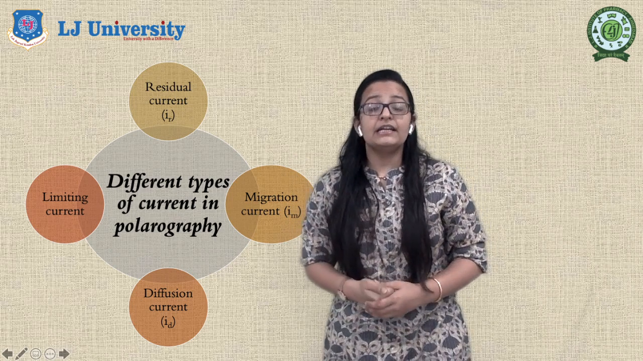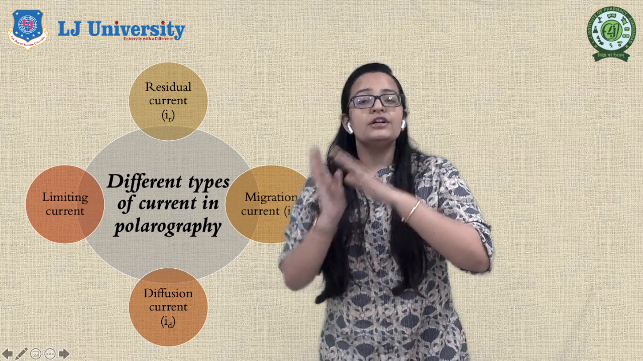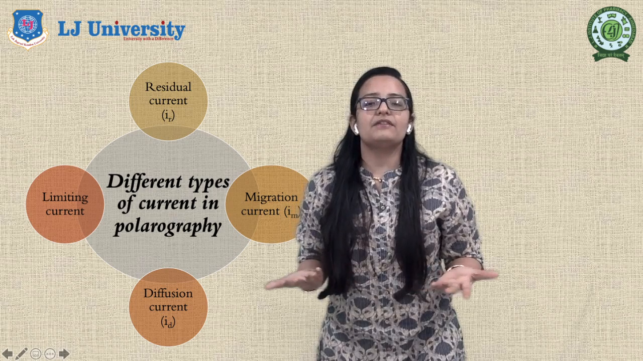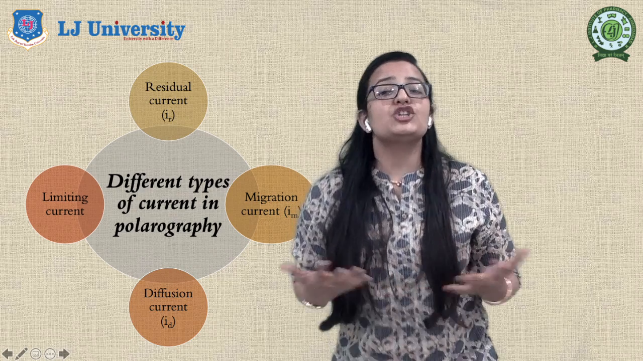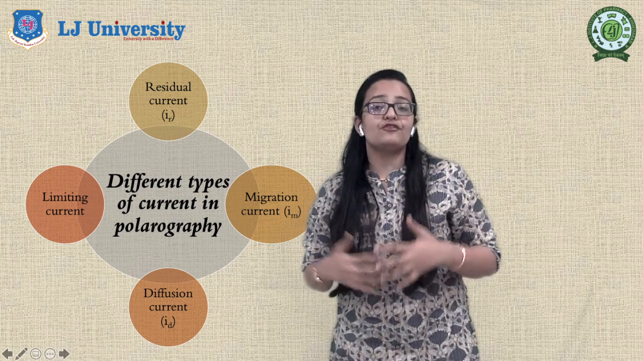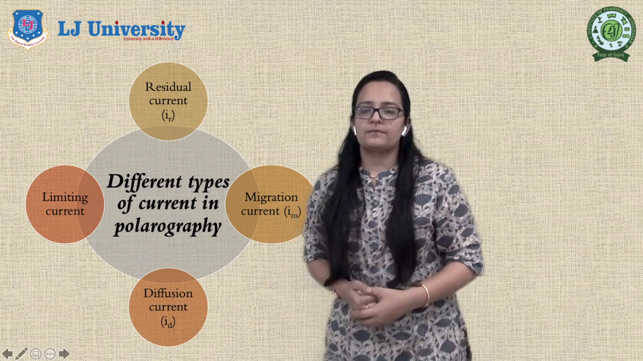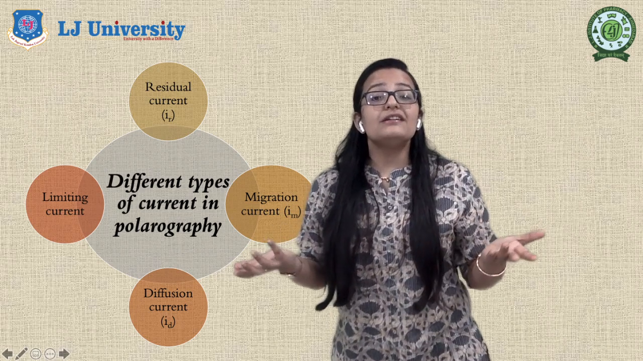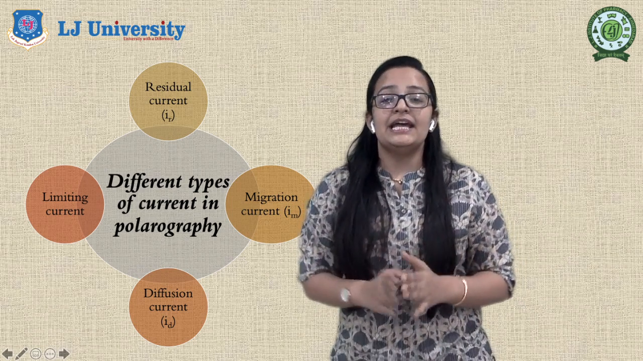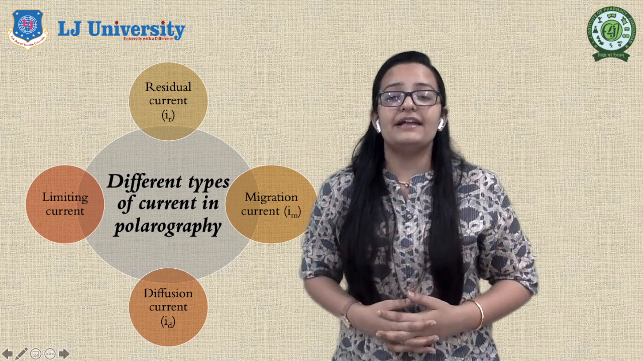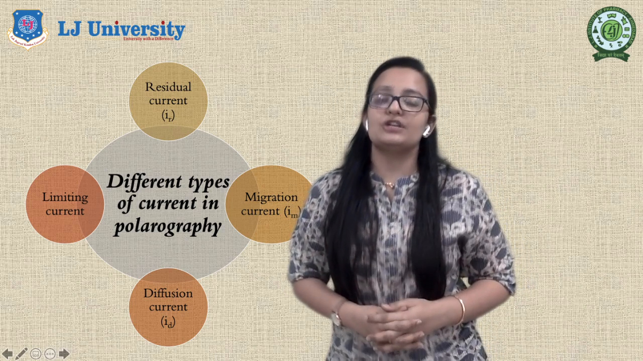Next, migration current. It is due to the migration of cations from the bulk of the solution towards the cathode due to the electrostatic force, irrespective of the concentration gradient. Third one, diffusion current. Diffusion current is due to the actual diffusion of electroreducible ions from the bulk of the sample to the surface of the mercury droplet due to the concentration gradient. And last, limiting current. Beyond a certain potential, the current reaches a steady value called the limiting current. At this point, the rate of diffusion of ions is equal to the rate of reduction and the state of the electrode is said to be concentration polarized.